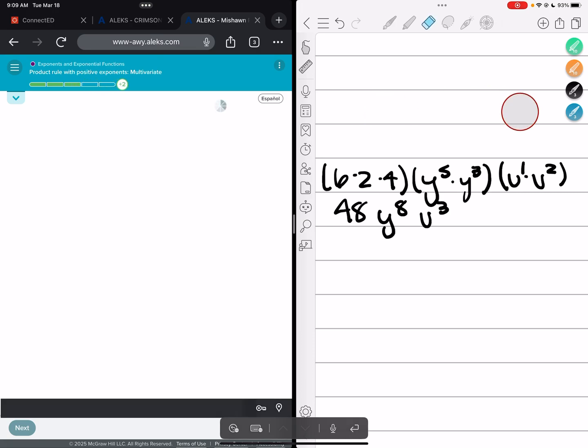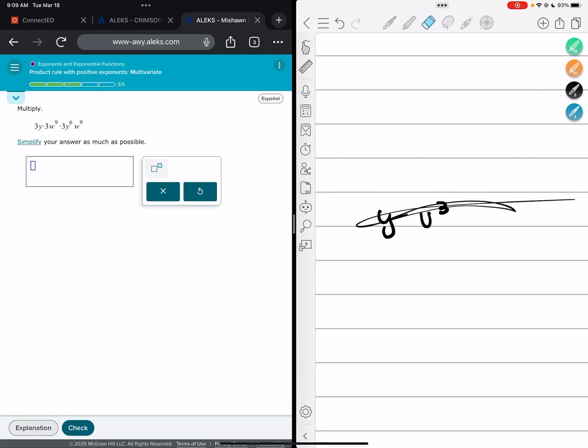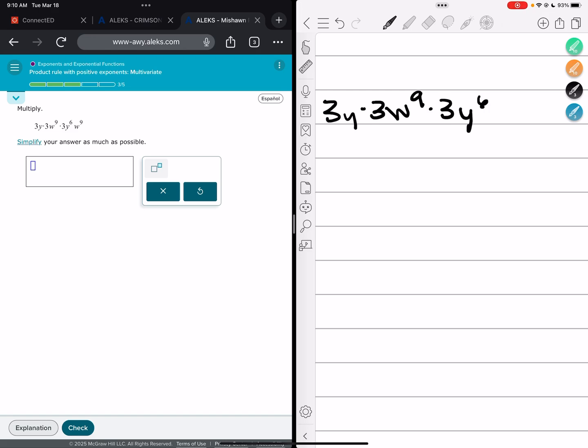All right, and doing this one last time, I can see that I have got 3y times 3w to the 9th times 3y to the 6th times w to the 9th. So I've got 3, 3, and 3. I have y and y to the 6th, and I have w to the 9th and w to the 9th.